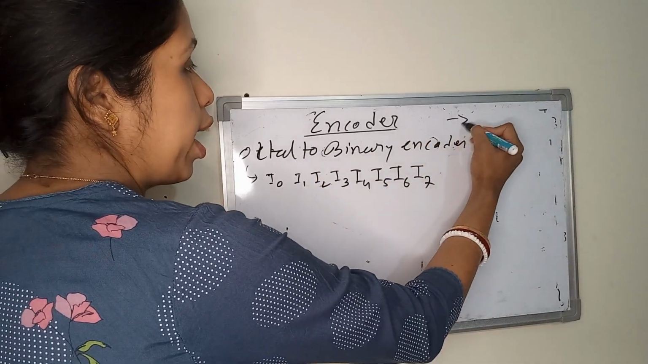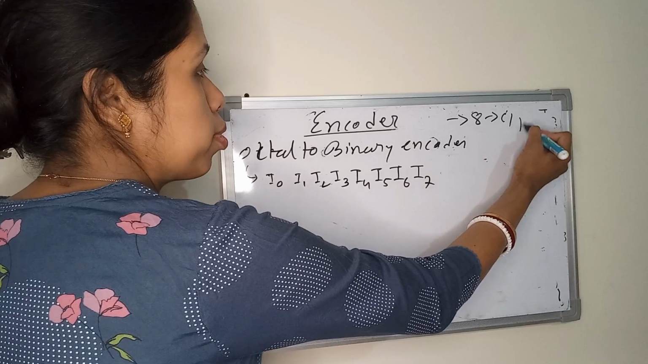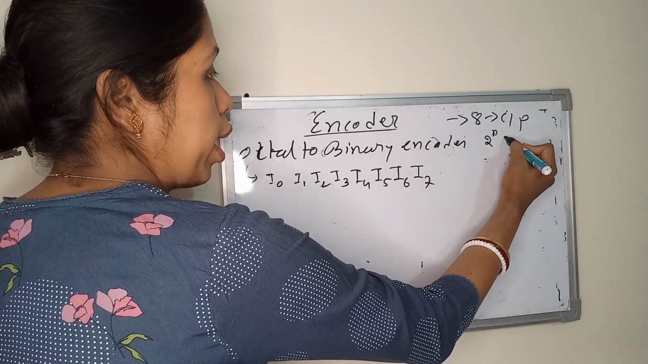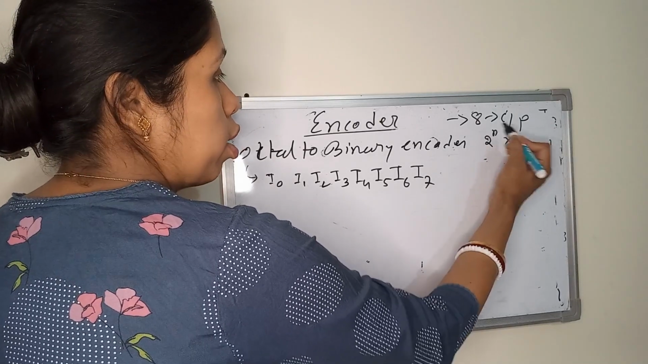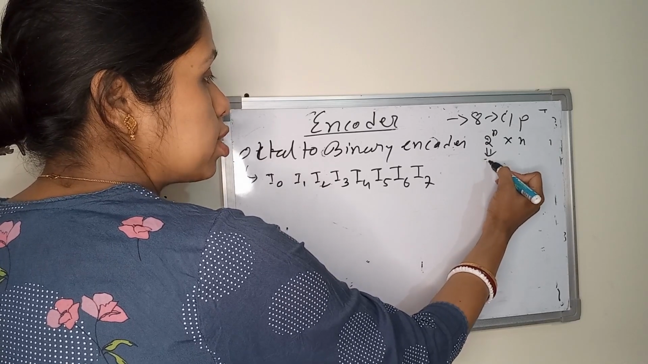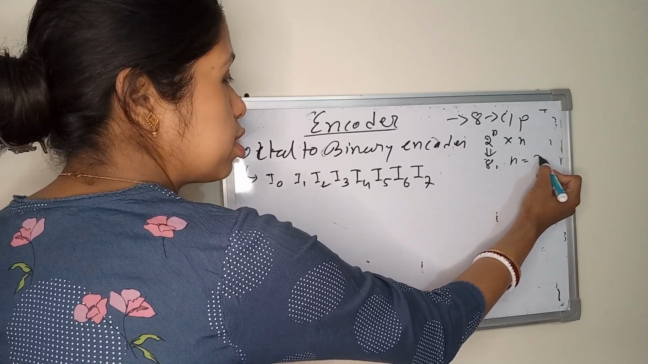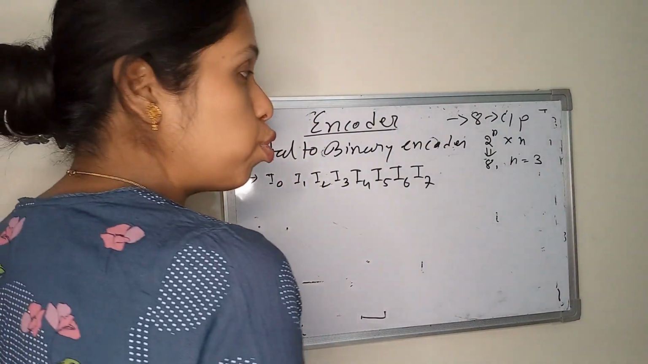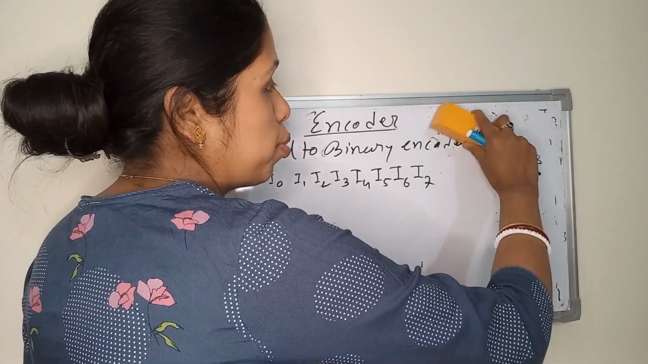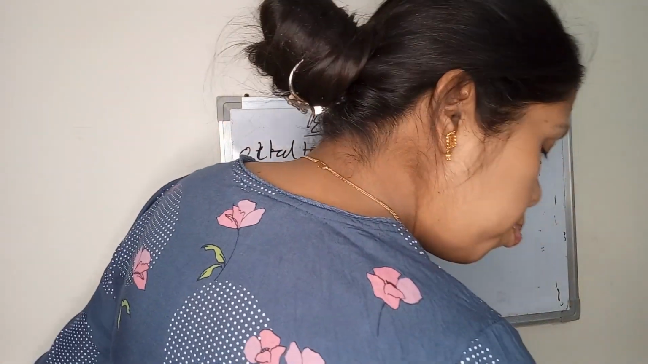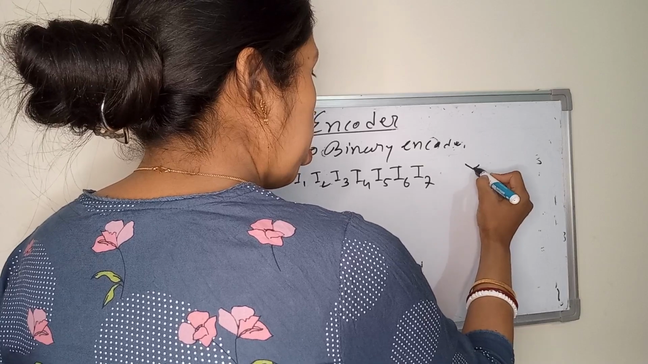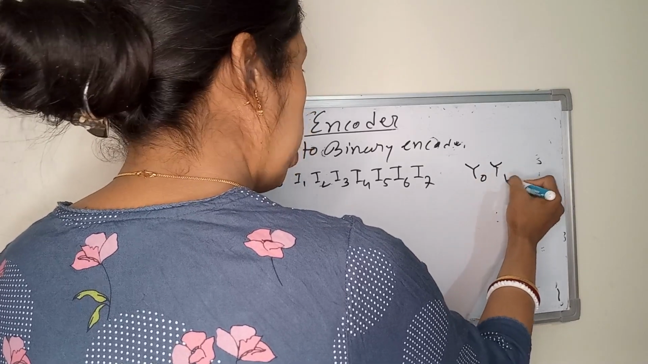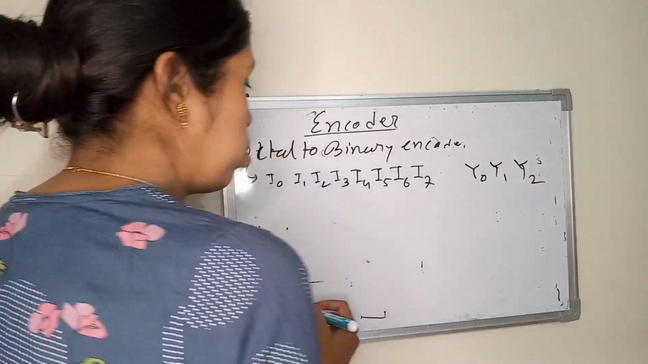If you have 8 input lines, the relationship is 2 to the power n equals 8. What will be n? n is equal to 3, right? This is the relationship. If you know the number of input lines in an encoder, you can calculate the number of output lines. So how many output lines are there? Total 3: y0, y1, y2.